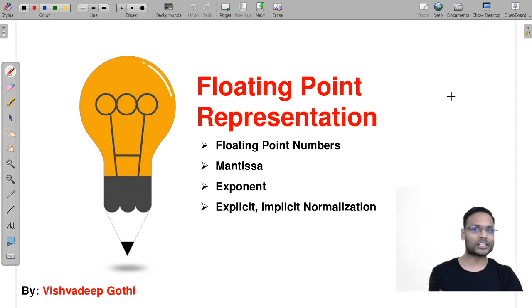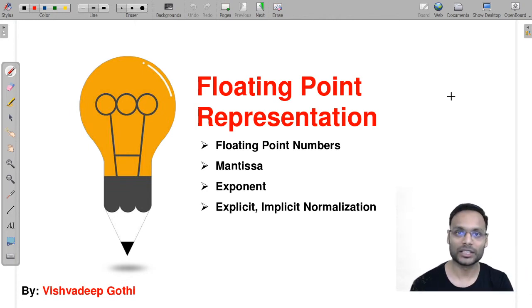So in two sessions, today and tomorrow, we are going to discuss floating point representation and how numbers are represented in these representations. About those we are going to discuss.